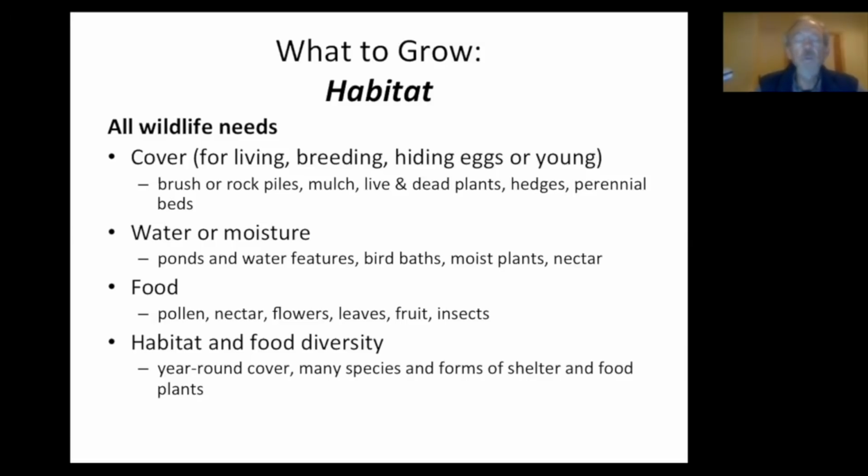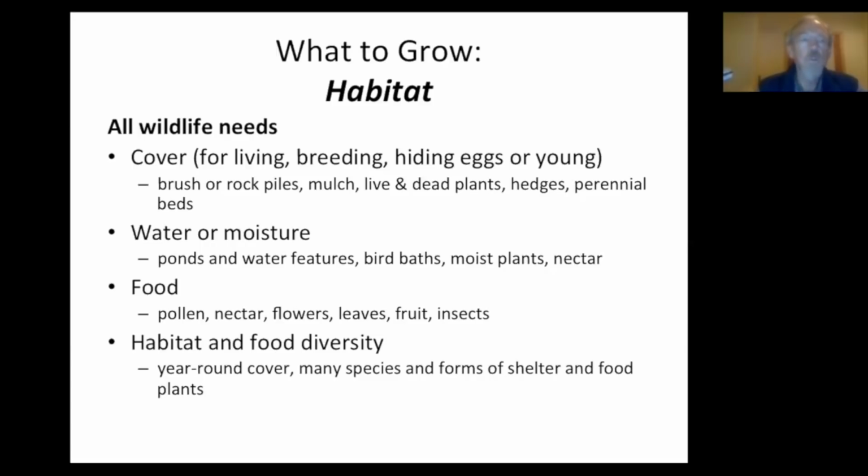And then you also need food for wildlife habitat. So that's going to be pollen from plants or things that do produce nice nectar. Obviously, flowers are the thing that's going to do that. Some wildlife are going to want to eat leaves. Others like to eat fruit. Others like to eat bugs. So, what is it you're trying to attract?